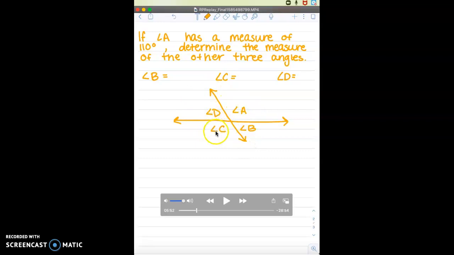So if you look at angle C and angle D, they share a leg right here, and then angle C and angle B share a leg right here. So that's what I mean by they're touching or that they're adjacent. It just means that they share a leg. So if they share a leg, they cannot be vertical angles. Vertical angles do not share legs, but they do share a vertex, okay, which is the point right here in the middle. So I want you to really understand that.